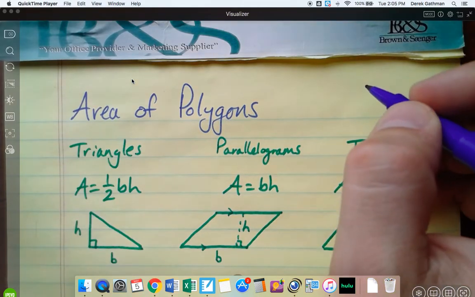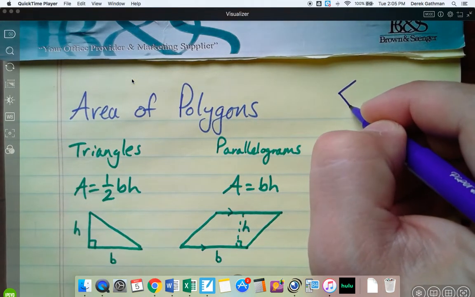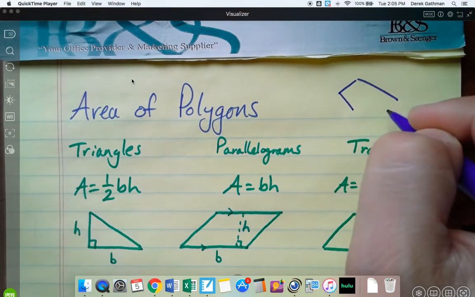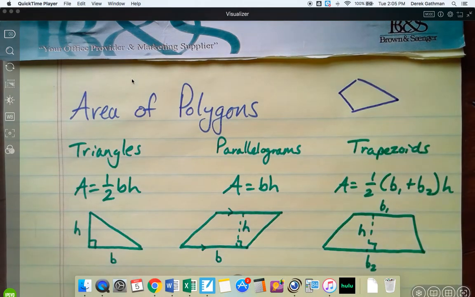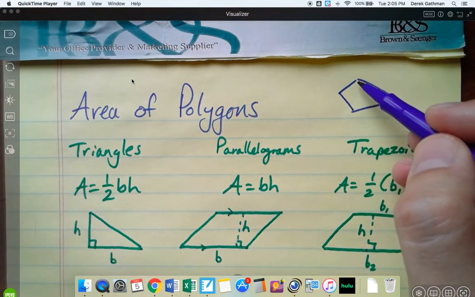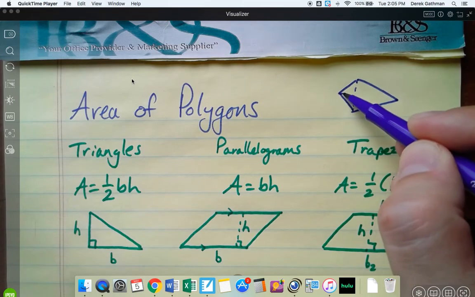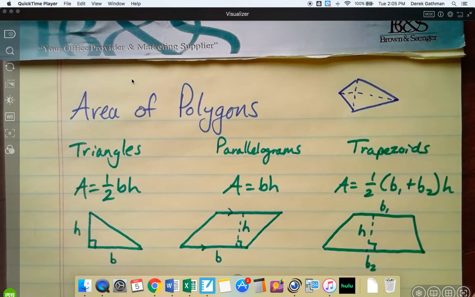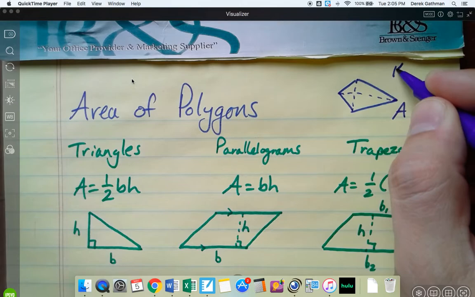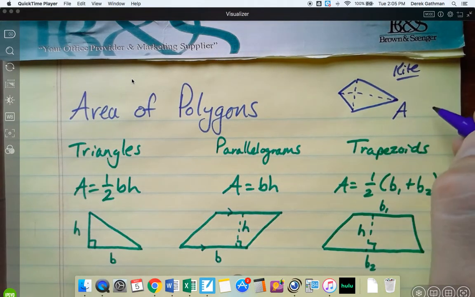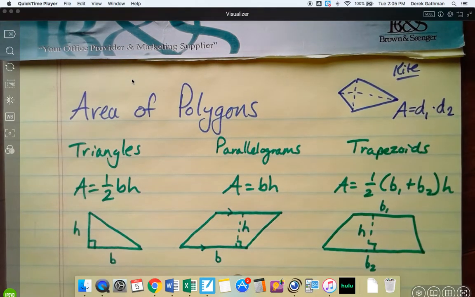And so I'm going to just draw that one up here for you. So finding the area of a kite. So a kite looks like that. We take the diagonals of a kite to find its area. So the area of this kite would be diagonal 1 times diagonal 2. Okay, so that's our only new formula. Otherwise, we're still doing triangles, parallelograms, and trapezoids.